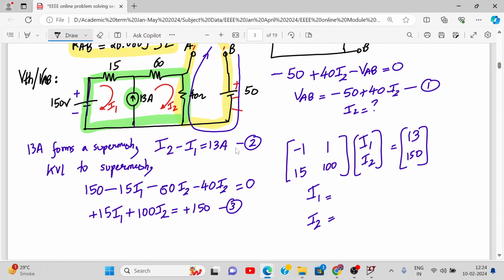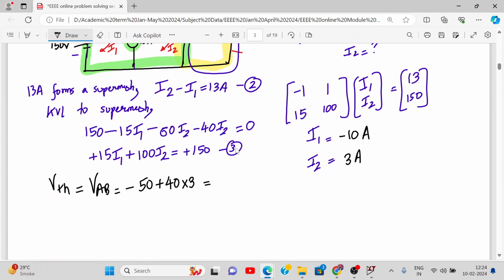-10 and 3. Okay, -10 ampere and 3 ampere. Now this we substitute in 1. So what is VAB or VTH equal to? -50 plus 40 into 3, right? Yes or no? So how much is this? 120. How much is this? 70. So my 70 is the value of VTH. Are you following?